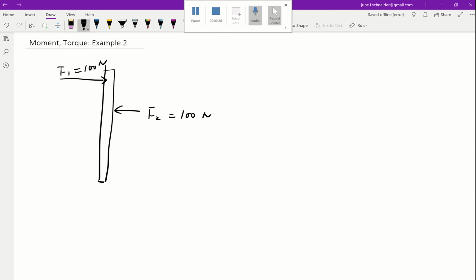And there are several points here: point A and B, C and D, and the dimension is given. Between AB is 0.1 meter, this is 0.15, and this is 0.1 meter. Okay, so this problem, they have asked us, there are two forces.